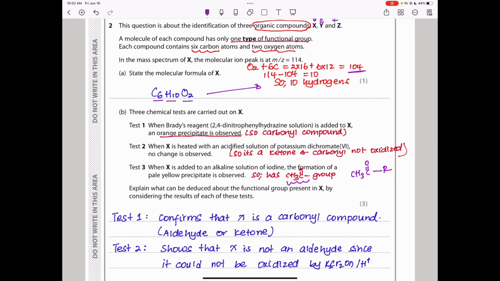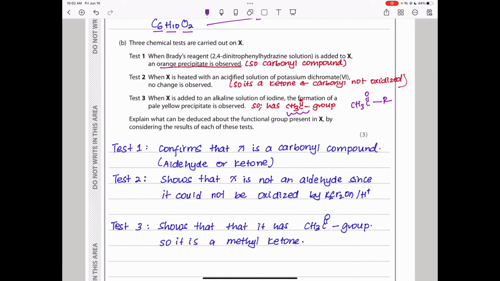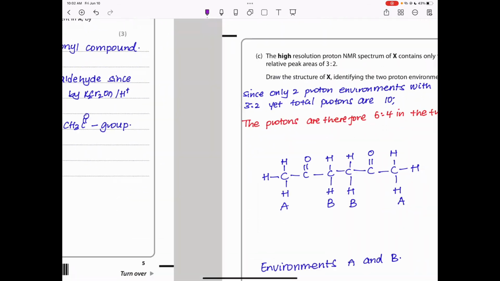So let's see. They say explain what can be deduced about a functional group present in X by considering the results in each of the tests. So I say test 1 confirms that X is a carbonyl compound. It could be an aldehyde or a ketone. From test 2, we can say X is not an aldehyde since it could not be oxidized by potassium dichromate. You guys know aldehydes are oxidized to carboxylic acids using potassium dichromate in acidified conditions. And test 3 shows that it has a CH3CO group, or you can just call it a methyl ketone group. So it should be a methyl ketone. That's all we can say from that part. So I'll go to the next part.